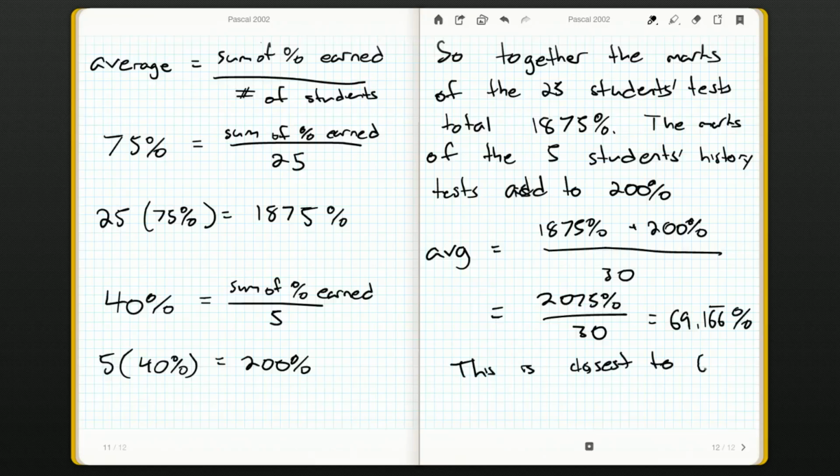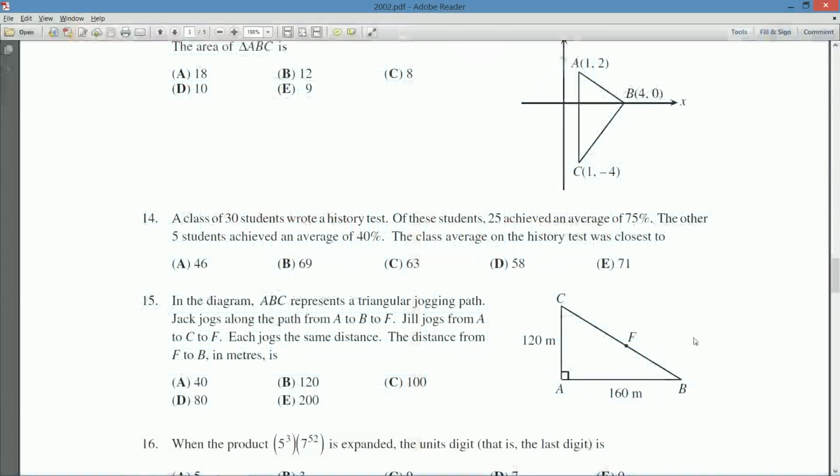So this is closest to 69%, and that was one of our answers, one of the two that we had narrowed it down to, just based on intuition. A small number of students can't really drag down a large number of students, so the mark couldn't stray that far from 75%. So we have an answer of B.